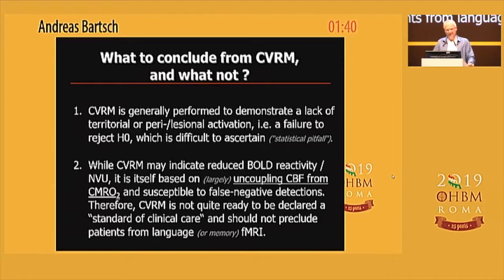What to conclude from it and what not. Generally, we perform cerebrovascular reactivity mapping to demonstrate a lack of territorial or intra or perilesional activation. That is a failure to reject the null hypothesis. And it's always difficult to statistically ascertain a failure to reject the null hypothesis.